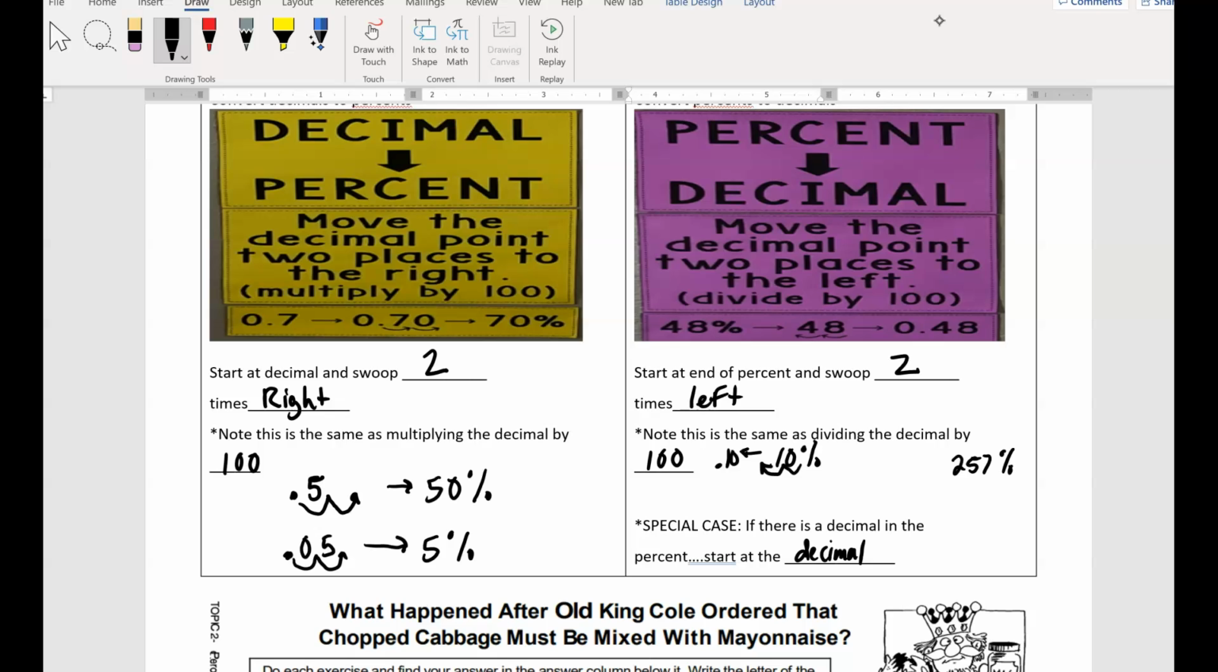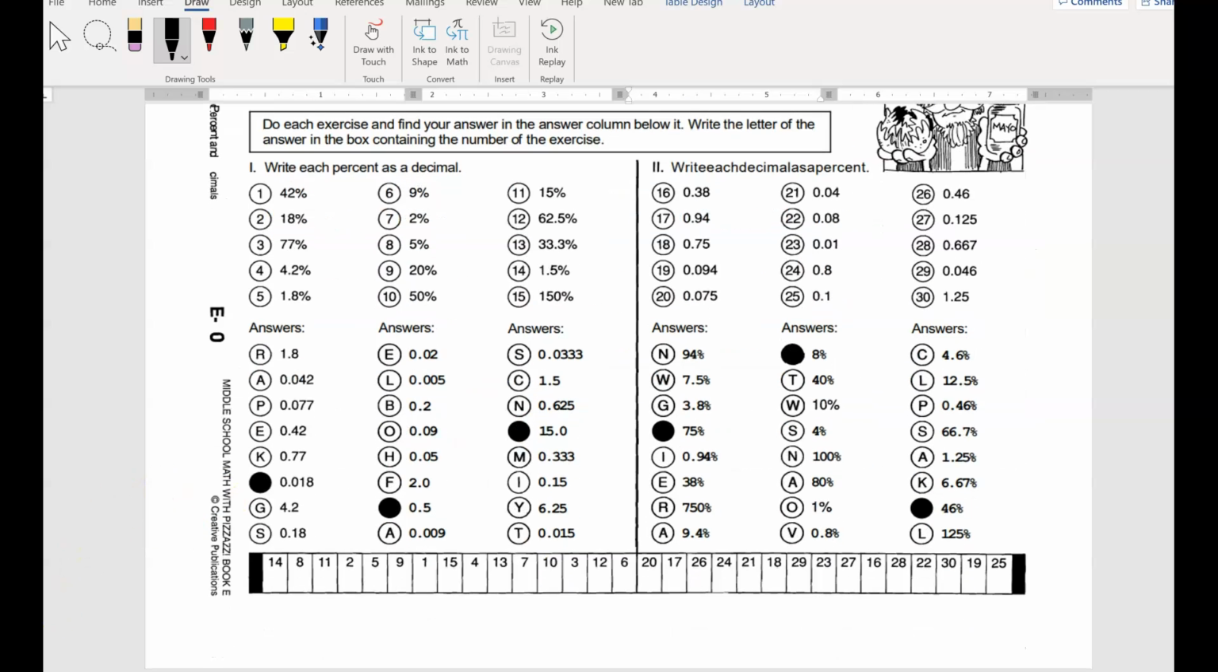If I have 257%, watch what happens here. I'm going to swoop once, twice. I end up in between the 2 and the 5, so that's the same thing as 2.57 as a decimal. I have 2 wholes and 0.57 extra left over. We are now going to do some practice together. Pay attention for our instructions here.